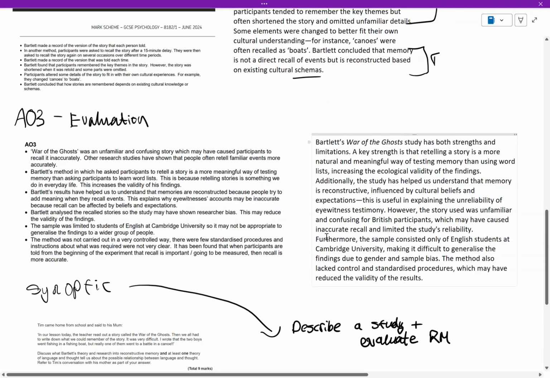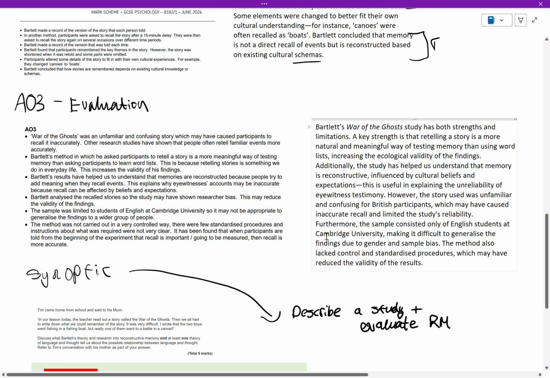So for our evaluation, Bartlett's War of the Ghost study has both strengths and limitations. A key strength is that retelling a story is a more natural and meaningful way of testing memory than using word lists, which can, as we know, be inaccurate due to, for example, Murdoch's recall position curve and the serial position effect. Additionally, this increases the ecological validity of the findings.